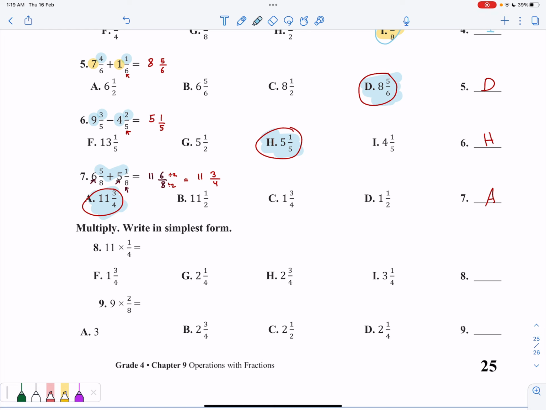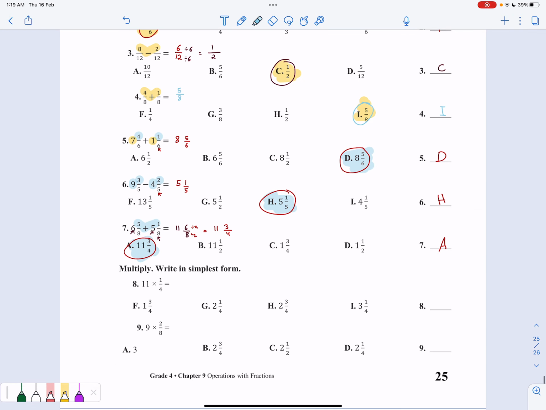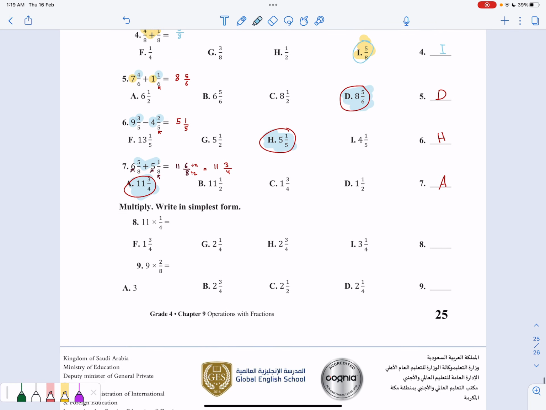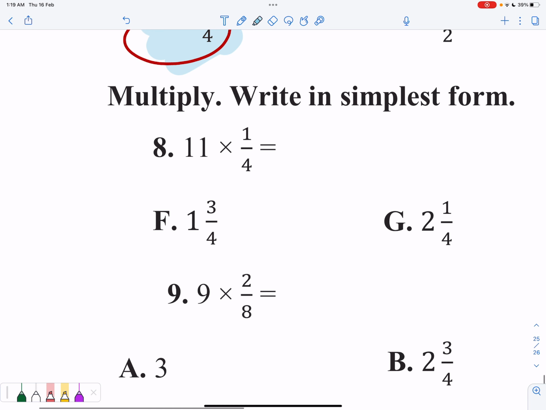Okay, then next question says multiply, write in simplest form. We will multiply, then we will write the fraction in the simplest form. So let's do that. We will now do question number 8. We know that when we multiply a whole number by a fraction, we multiply the number by the numerator like this. So I will multiply 11 times 1, that is equal to 11, over the same denominator, which is 4.